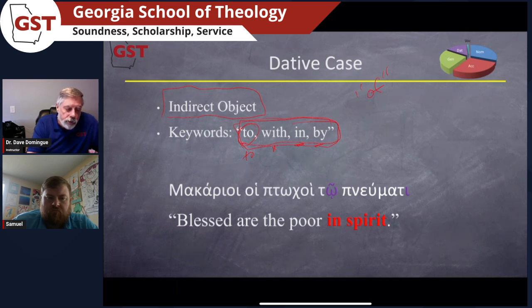Those would all be in the dative case. So the article, if there is one, will be in the dative case, and the noun will be in the dative case with that iota ending.